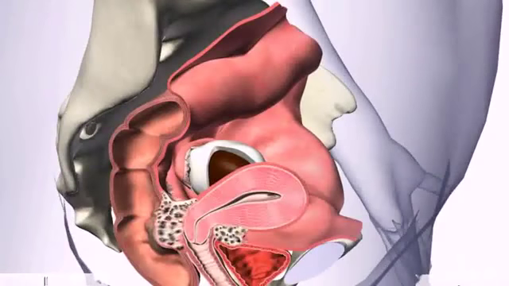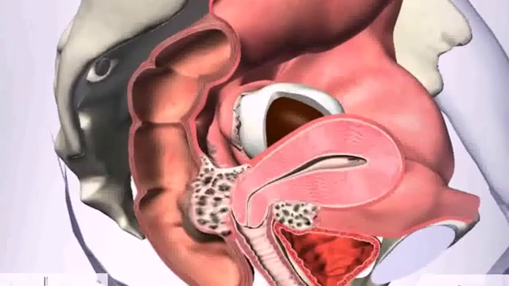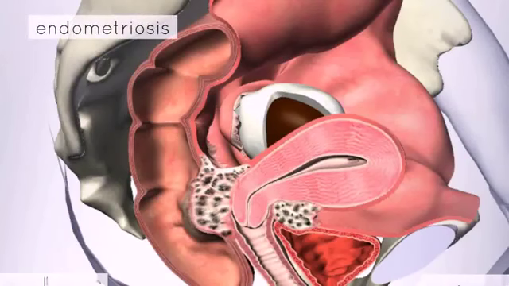So another common condition, which doesn't really directly relate to the uterus itself, but I'm mentioning it here because it's a condition that's characterized by ectopic endometrial tissue. So you get areas of endometrial tissue that is out of place, and this condition is known as endometriosis.